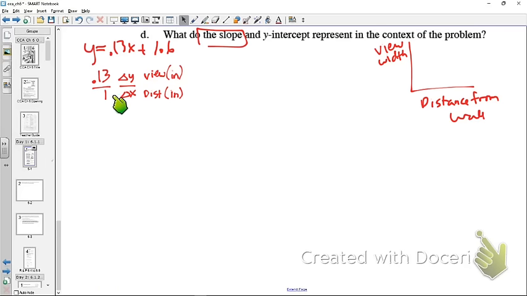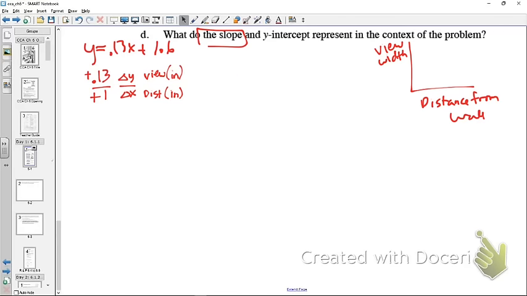That means for every 1 inch distance away from the wall, or as the distance from the wall increases by 1 inch, the field of view, or the amount of wall I can see, increases by 0.13. Why is it increase? Because both of these are positive. If one of these was negative, then we would say decrease. So as you increase the distance away from the wall by 1 inch, the amount of wall you can see, or the view width, increases by 0.13. That's how you interpret your slope.